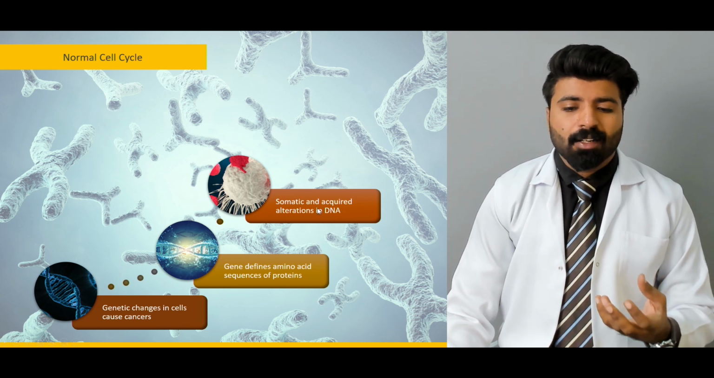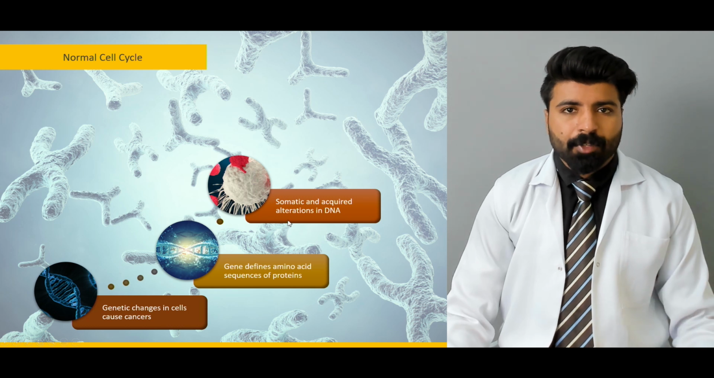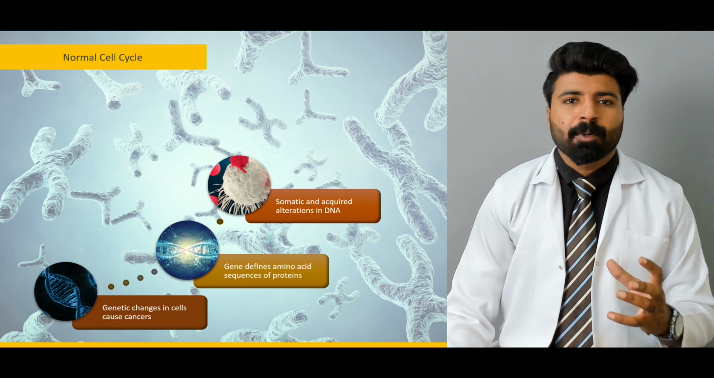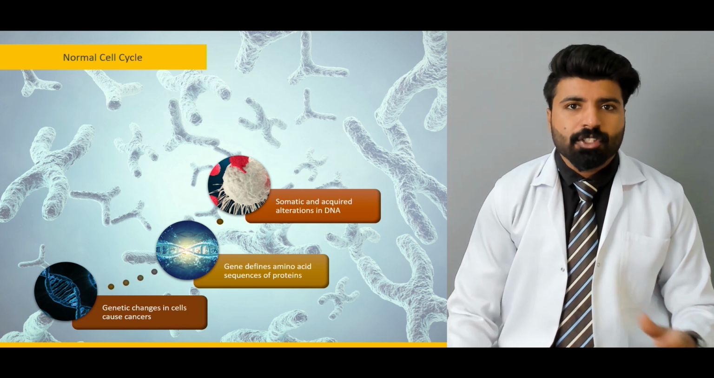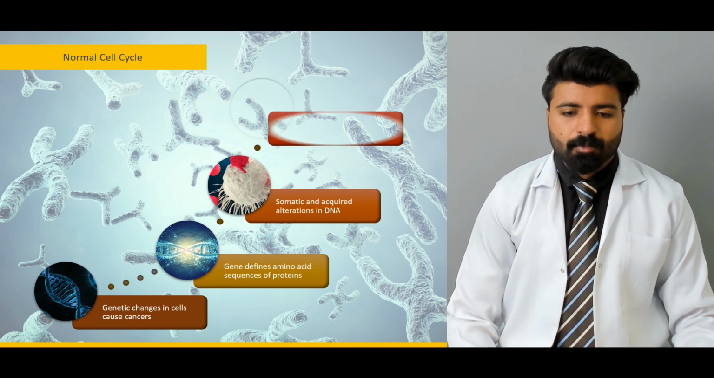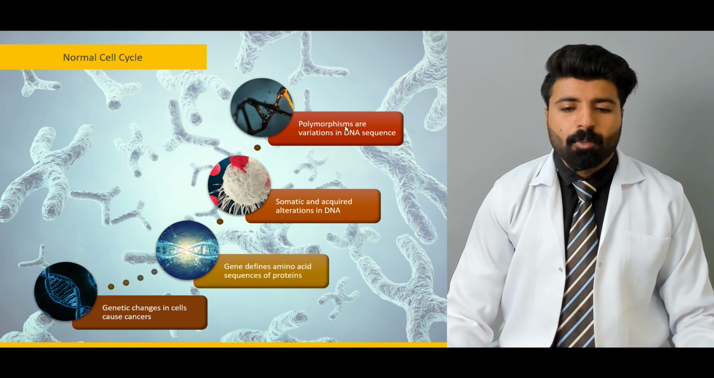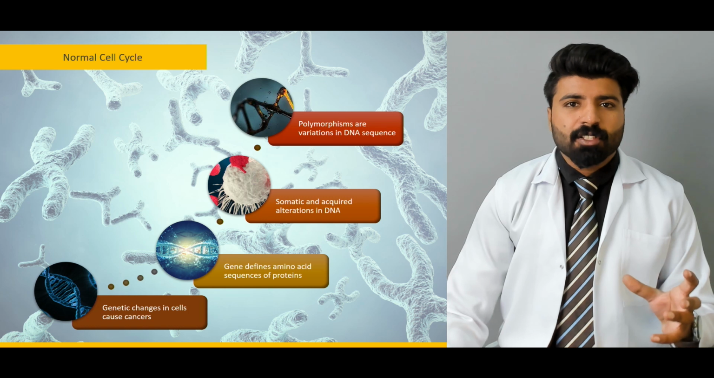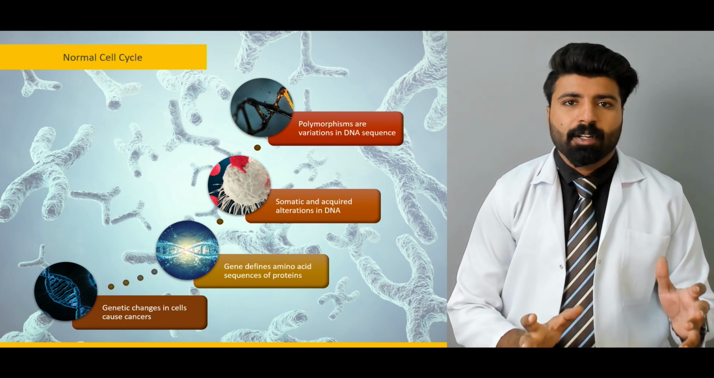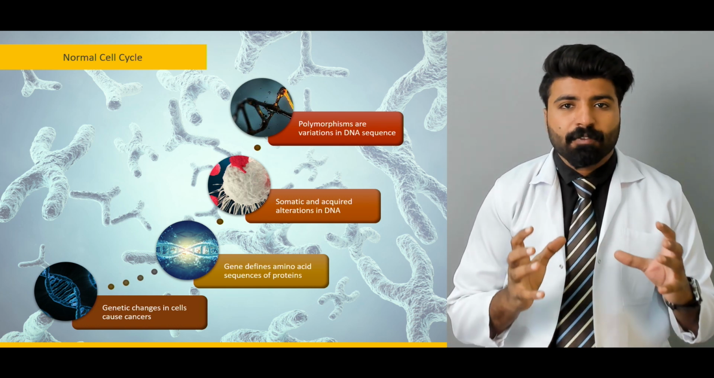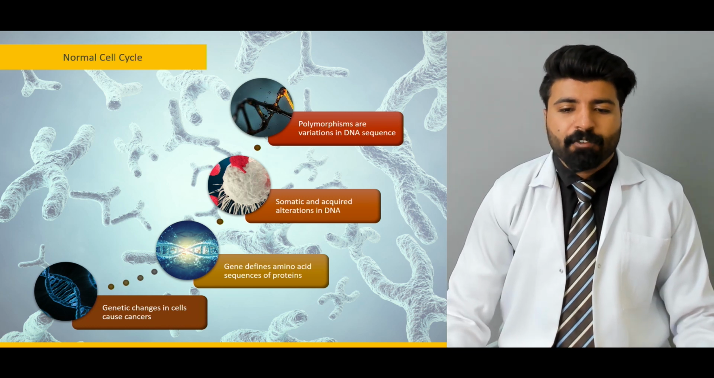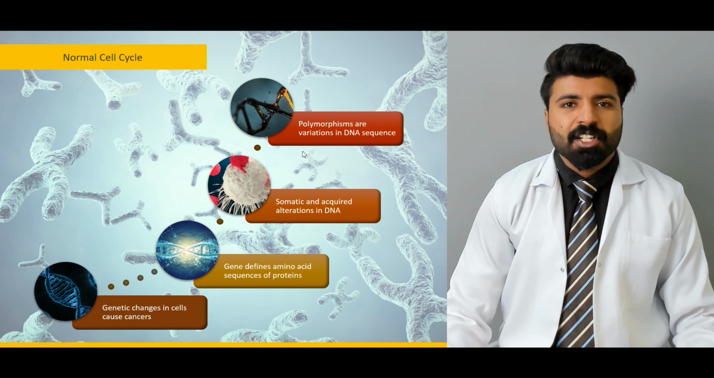Now somatic alterations are happening. Due to that code of the DNA, different kinds of structures are being produced which are not of normal nature. And it will lead to polymorphisms and different structures which we do not want in our body, different pathological cells which we do not want in our body. And this term polymorphisms, these are actually variations in DNA sequence.